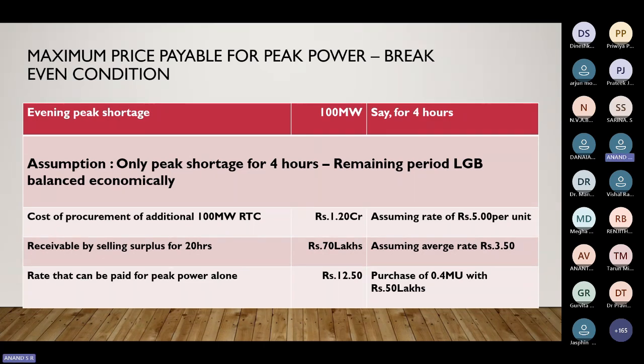Then for about 20 hours, you'll be having a surplus. Now the rate we have already seen in the market is coming down during daytime, and in the evening hours it is slightly more. So if you take an average, evening hours meaning after the evening peak hours till early in the morning, that time also you'll be having some surplus. So if you take an average rate of 3.5 for 20 hours, if you sell that power, you'll be getting 7.